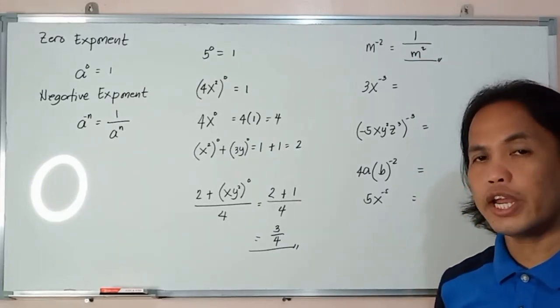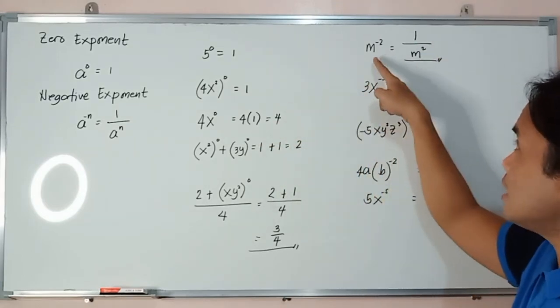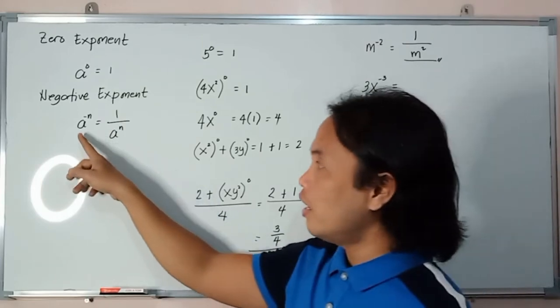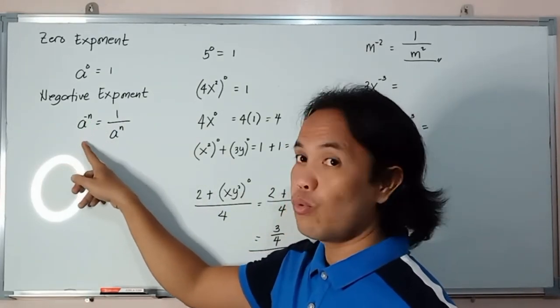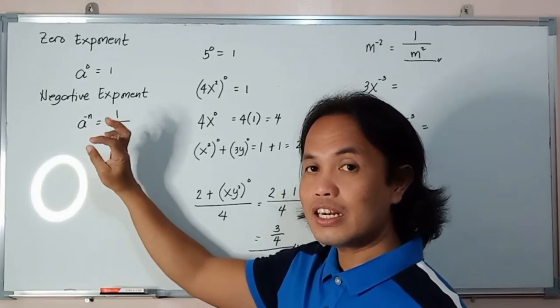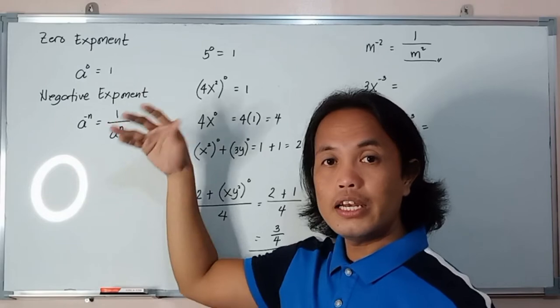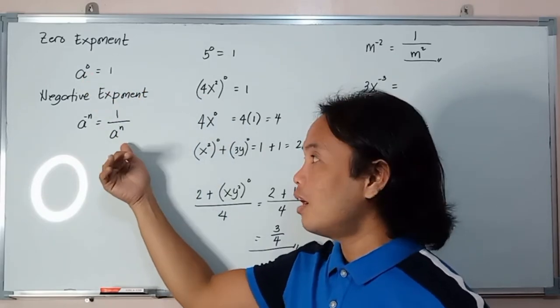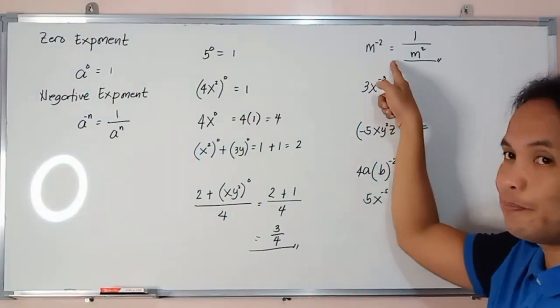Now, if you will ask, where did we get 1 here? Since this expression, a raised to negative n, has an assumed denominator 1, when we get the reciprocal, we get the reverse of this expression. So the 1 will now be in the numerator and we have a raised to n in the denominator. So the same thing happens here.